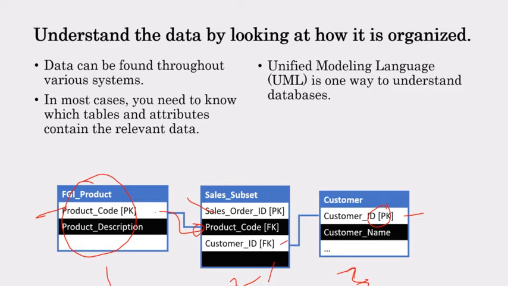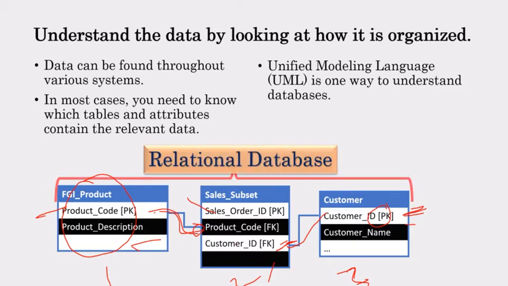This customer ID is the foreign key, because this key is the primary key of this table, the third table. So they are connected in this way. You can see the product key and product code, then the customer ID. So they are connected in this way, and this is actually called a relational database. They are related. See that?